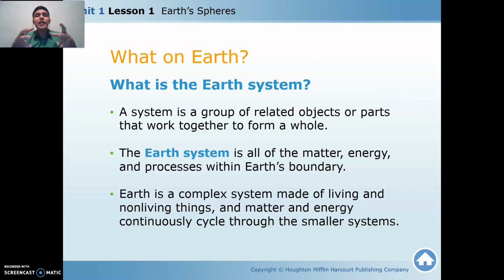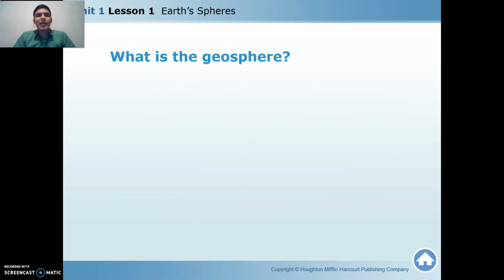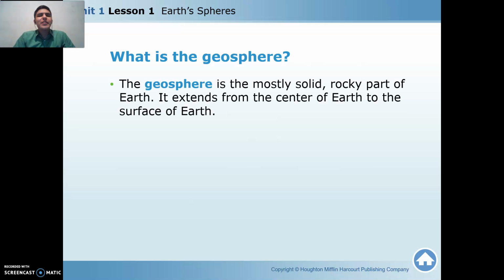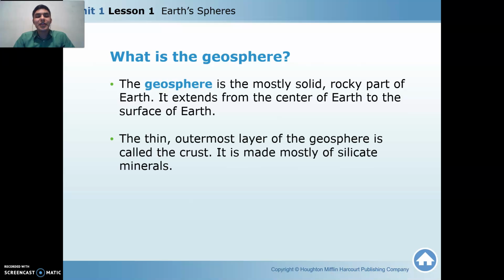So, of course, mainly we're going to talk about our planet. And notice that in our planet, we're going to have several systems or several objects or things that we can group into a certain group. Okay? So, we can start with the geosphere. What's the geosphere? It is mostly solid and it is a rocky part of Earth. And it extends from the center of Earth to the surface of Earth.